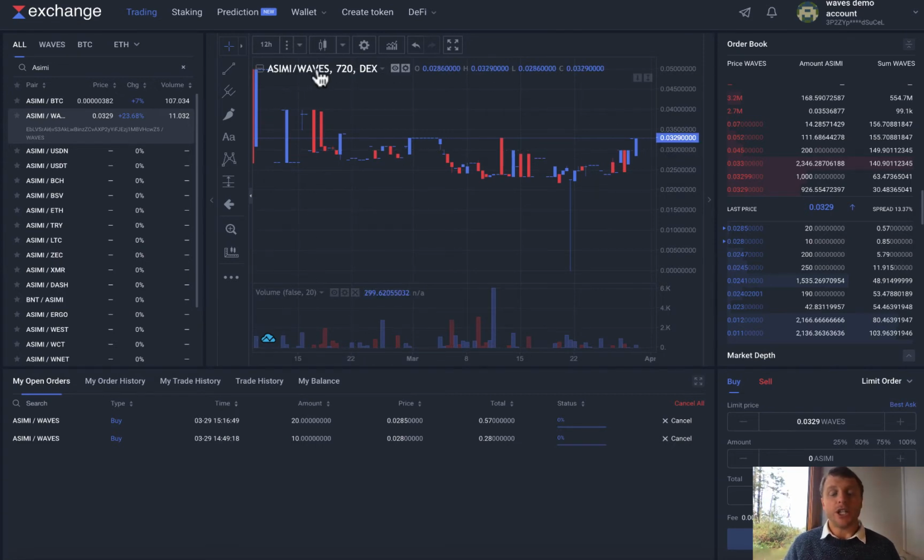So we're exchanging Asimi and Waves tokens. We're either going to sell Asimi and get Waves in return, or we're going to sell Waves and get Asimi in return. Now this is where we can find our pair, and in the middle, this is where we see the current price for the token and also the history of the price. So what has this token been doing over the recent history?